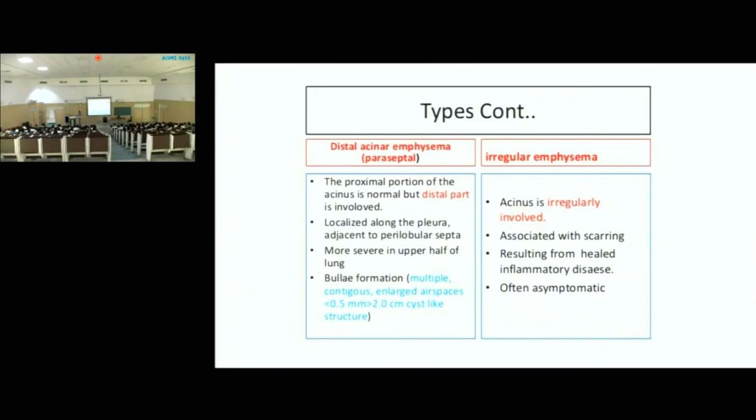And in irregular emphysema, the acini are irregularly involved, and it is associated with scarring resulting from healed inflammatory disease and is often asymptomatic. I already told you, most of these irregular emphysema cases are found at autopsy. These patients will not present clinically.